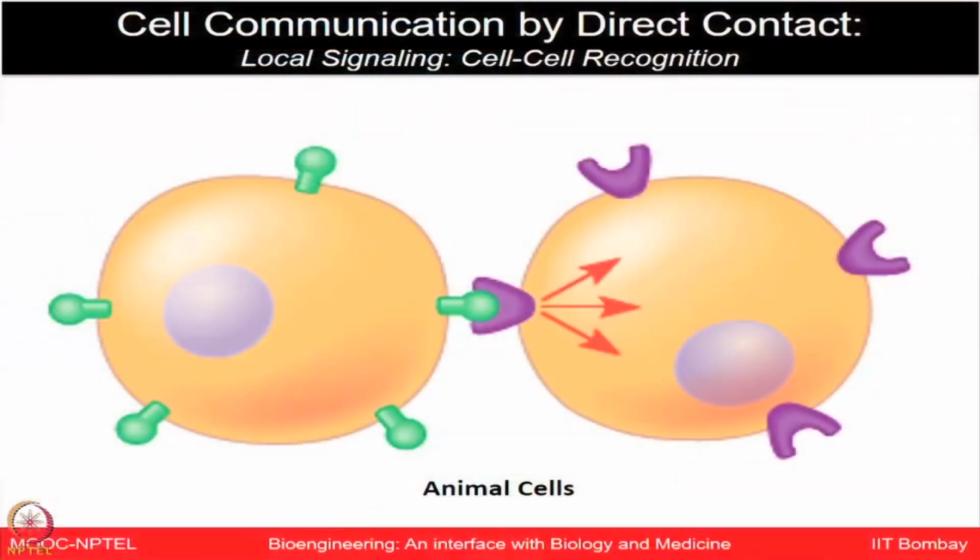Now, let us look into cell recognition. Animal cells can communicate by direct contact between membrane-bound cell surface molecules, and that is required for many important processes. If you think about embryonic development or immune response, this becomes very crucial.